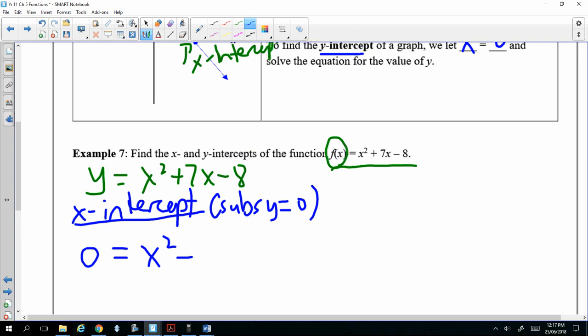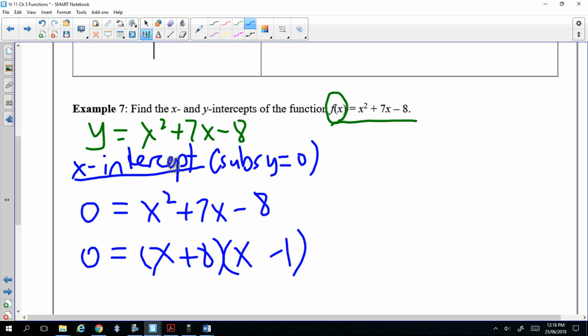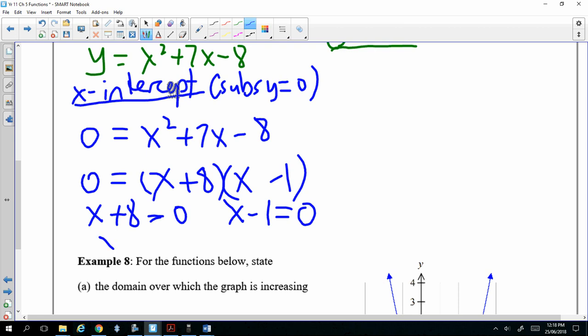You have to factorize. Hopefully you still remember, factorize this. So what goes inside the bracket? Plus 8 and minus 1, isn't it? So what's x? Why do we factorize? So that x plus 8 is 0, or x minus 1 is 0. So what's x equal to? Negative 8 and 1. Yes? All right.